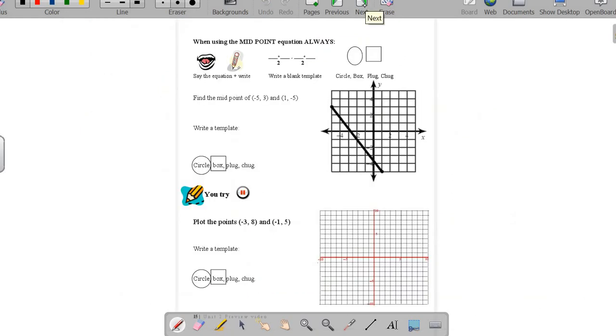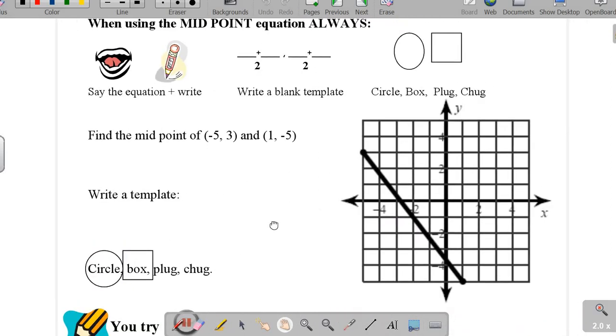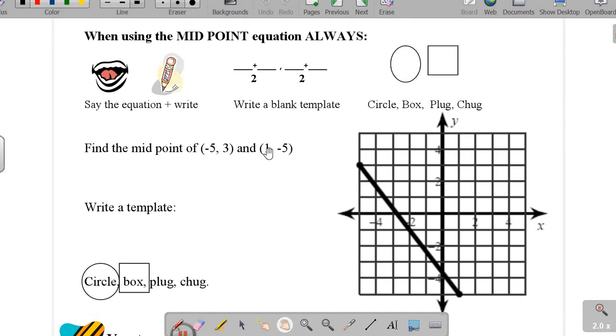Now we're going to use the midpoint equation. We're going to follow these steps. We say the equation. We write a blank template and we circle, box, plug, chug. I'll explain what this is. First, we're going to graph these 2 points. -5, +3 is right here. And 1 and 5 is right here.